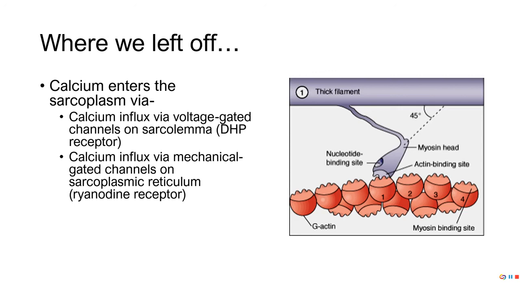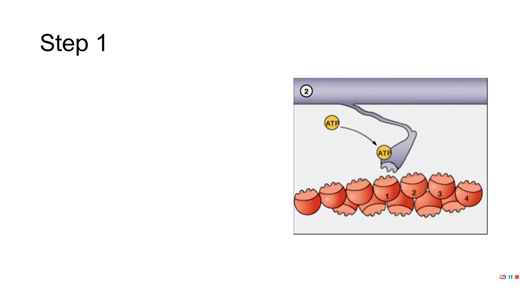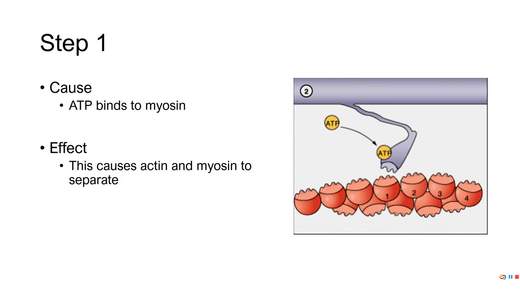So in order for this to happen, we need ATP. Remember, as we go through this process, that ATP and its products are the cause, and whatever happens to actin and myosin is the effect. In other words, something happens to ATP, which will cause something to happen to actin and myosin. So at this point, actin and myosin are bound together. As you can see, an ATP molecule binds to myosin, which will then cause actin and myosin to break apart. Cause: ATP binds to myosin. Effect: actin and myosin separate.